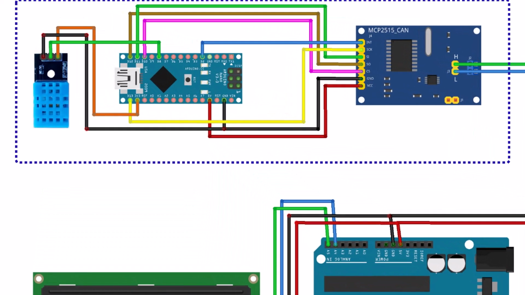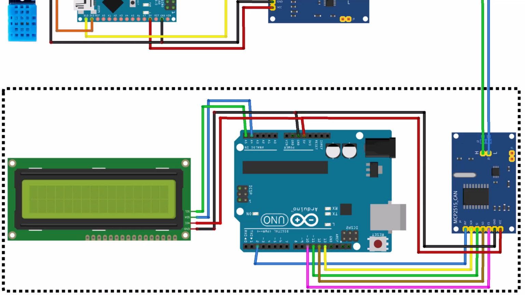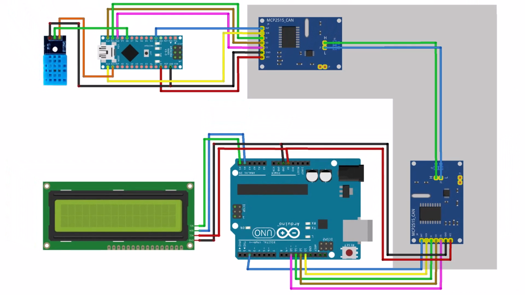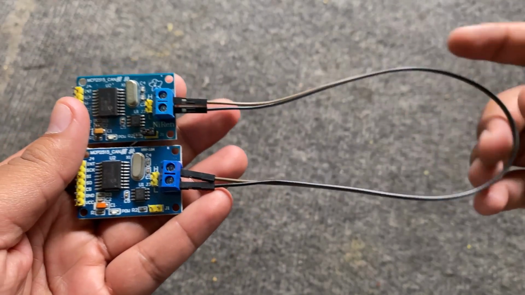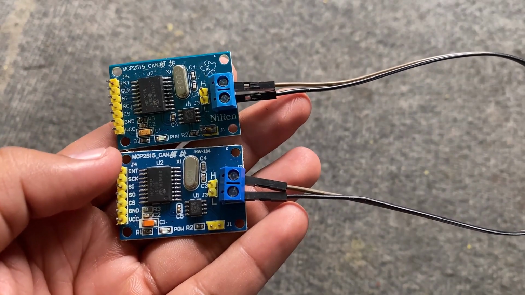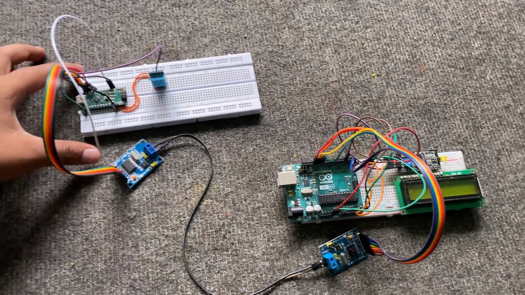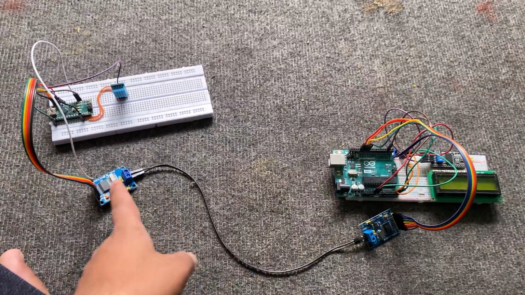The upper part consisting of the Arduino Uno board, CAN module and I2C LCD is the receiver part. Similarly, the bottom part consisting of the Arduino Nano board, CAN module and DHT11 humidity temperature sensor is the transmitter part. The transmitter and receiver parts are connected to each other with the help of the MCP2515 CAN bus modules. The CAN H and CAN L of the transmitter are connected to the CAN H and CAN L of the receiver respectively. You can assemble the circuit on a breadboard or you can use your own custom PCB for this project. I used a pair of breadboards to assemble this circuit.